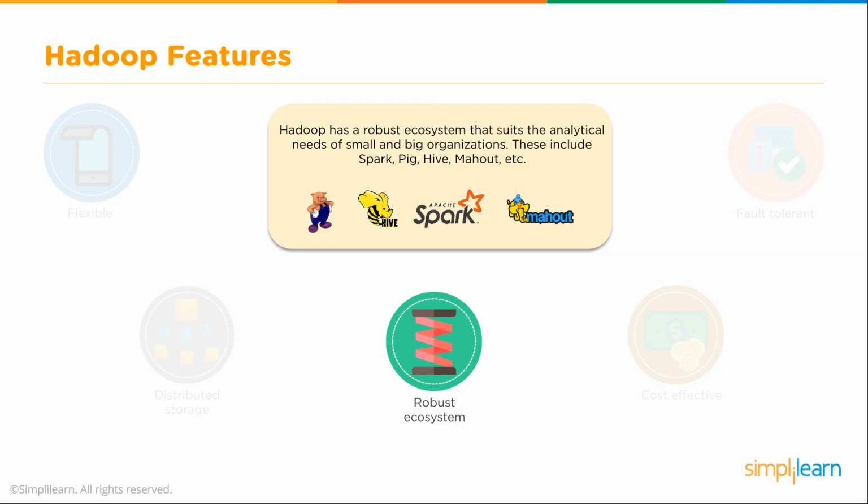Hadoop has a robust ecosystem that suits the analytical needs of small and big organizations. These include Spark, Pig, Hive, Mahout, etc. And we talked a little bit about Pig being just a basic query, and with Hive you're looking at your SQL, and I mentioned Apache Spark, and I'm kind of a big touter of Apache Spark and Mahout. Those are the two, and it's important to know the difference.